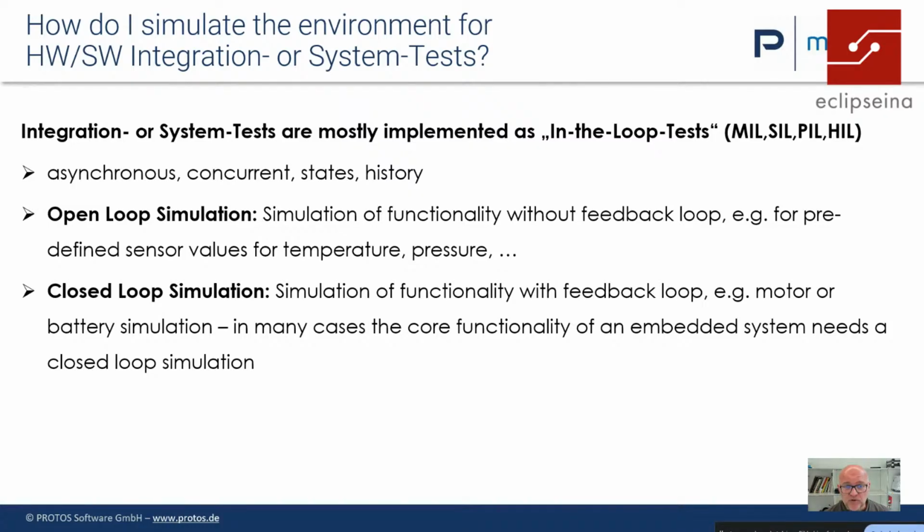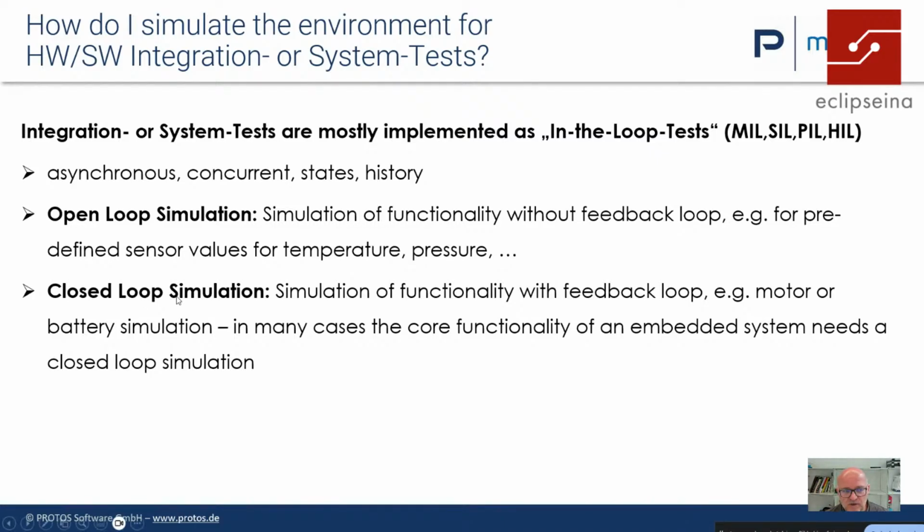You have those open loop simulations, as I explained before. They do not have a feedback loop. So for example, predefined sensor values: if you want to test all the equivalence classes for your error shutdown for a temperature sensor, you just say, okay, now the temperature is minus 40 degrees, minus 39, minus 1, 0, 1, 39, 40 degrees plus, something like that. So those would be the equivalence classes of your temperature test. You just write them and that's it.